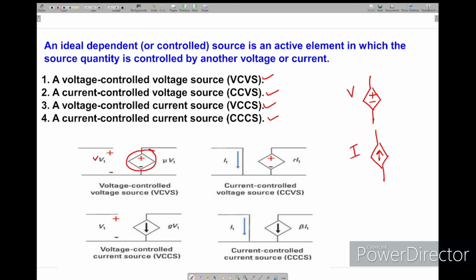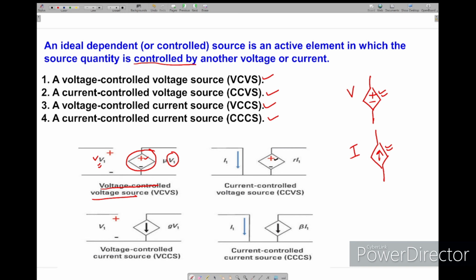Why are these dependent? Because these sources' values depend upon another variable, that is the controlled variable. That's why these sources are dependent sources. If you see here, again this is voltage source and this triangle, so dependent voltage source, and the value is controlled by V1. This is the parameter which controls this source. That's why we call this triangle voltage source, controlled by voltage. That's why voltage controlled.